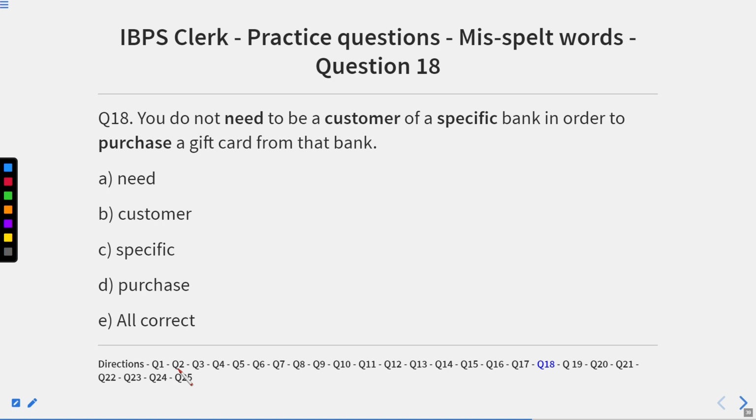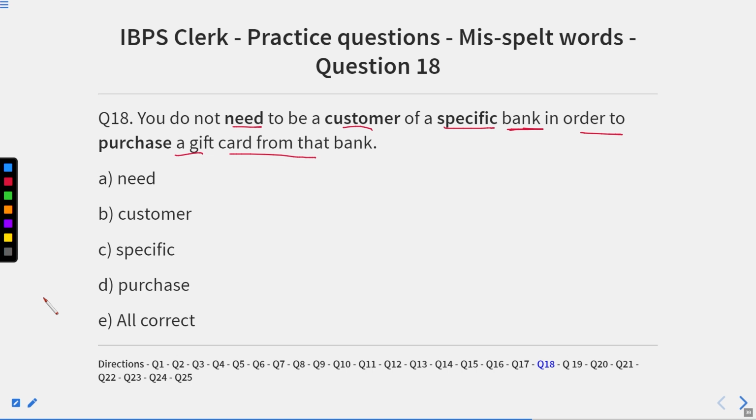So here, if we see the sentence, you do not need to be a customer. Now, the spelling of need is N-E-E-D, need. And you do not need to be a customer. It means they want to say that if you are not the customer of that particular specific bank, that is fine. It is not a fault. It means if you are not the customer of that particular bank and you want to purchase the gift card, you can have it, though you are not the customer of that particular bank.